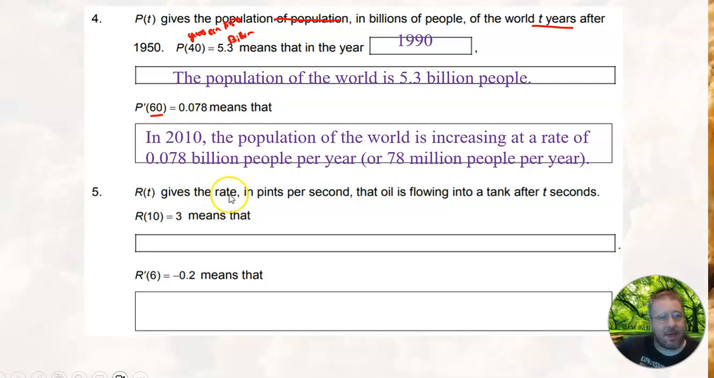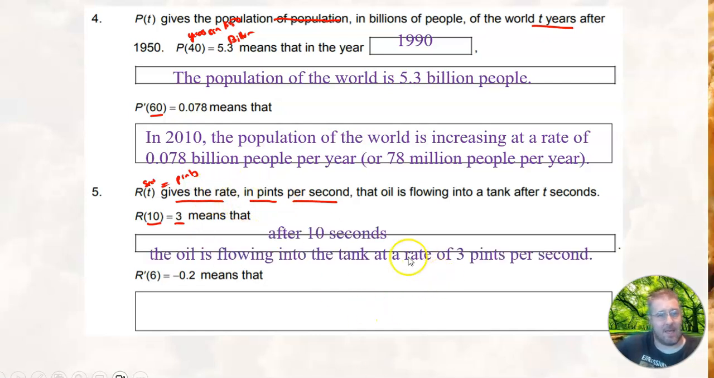R of T gives the rate in pints per second. This is very important. So this is seconds, and this will equal pints. The oil is flowing into a tank after T seconds. So after 10 seconds, it looks like it's increasing at a rate of 3 pints per second. And that's pretty much what I just said.